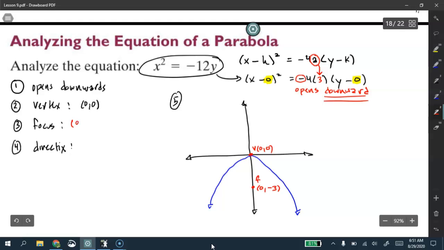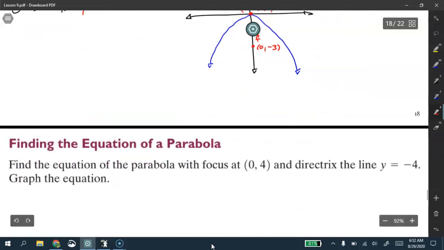So I'm going to write down 0, comma, -3 is where the focus is. And then 3 units behind that vertex. So let's go about an equal amount of distance. All right, 3 units behind. That right there is the line y is equal to -3, right? So we can go ahead and write down that the directrix is at y equals -3. And once again, we have analyzed the equation.